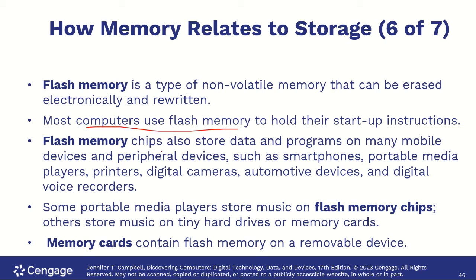Flash memory chips also store data and programs on many mobile devices and peripheral devices, such as smartphones, portable media players, printers, digital cameras, automotive devices, and digital voice recorders. Some portable media players store music on flash memory chips. Others store music on tiny hard drives or memory cards. Memory cards contain flash memory on a removable device.